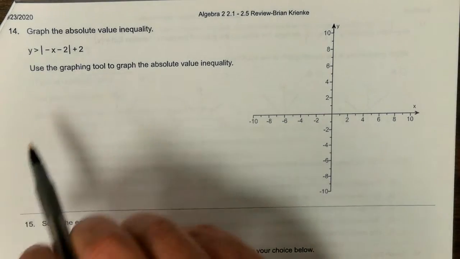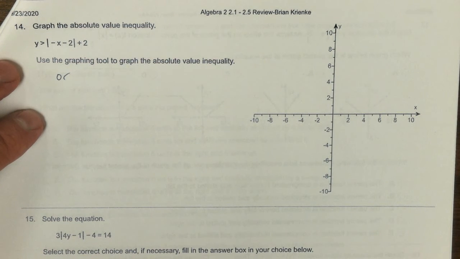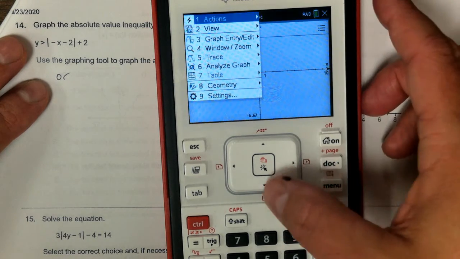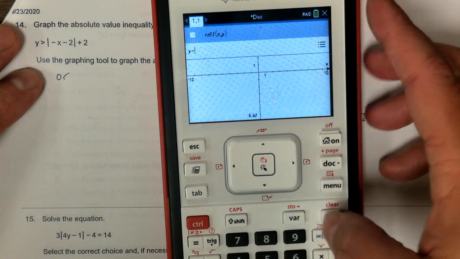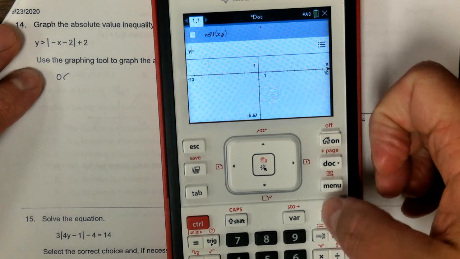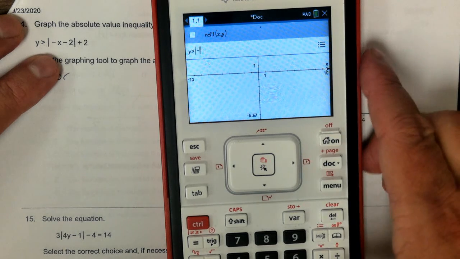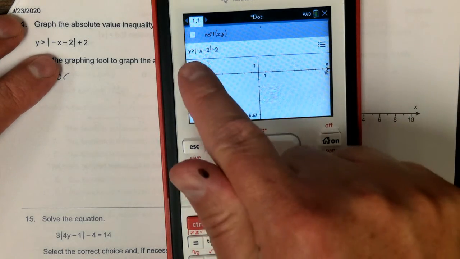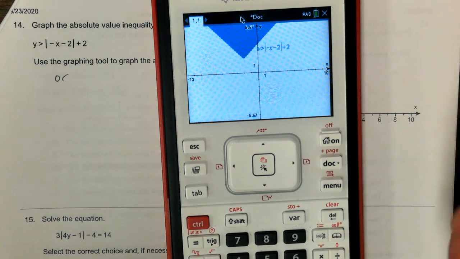Okay, on number 14, it's a greater than sign, and so this is going to be an or. We just want to graph this. So we add graph, then go to graph entry relation and say y, control equal, find greater than, absolute value, negative x minus 2, and then plus 2 is the vertical shift. So this is going to flip horizontally, move right 2, and up 2. So it's there, and it's graphed like that.